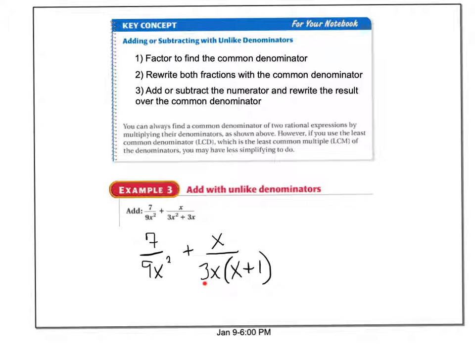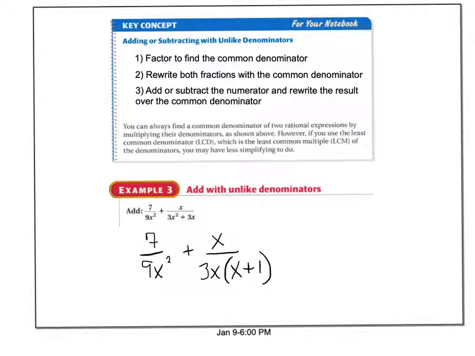I am missing a factor of 3 in this denominator. This had a 9 and that had a 3. So I'm going to multiply the right side by 3 over 3. I now will have a 9. Looking at the x's, I have one x here, but I have 2 there, which means I'm missing one. So I need to multiply as well by an x over an x.